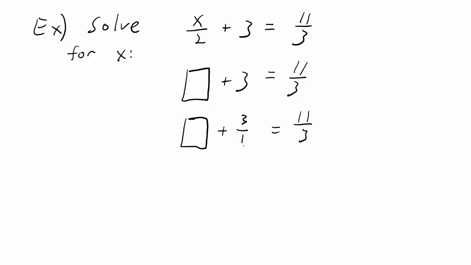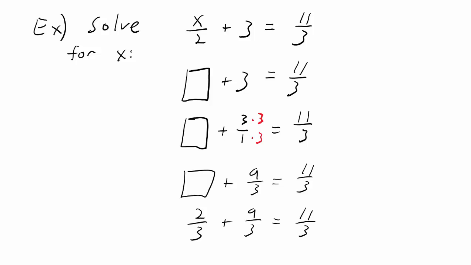First I can rewrite the 3 so it has a 1 in the denominator. And then we can multiply by a special version of the number 1, 3 over 3. So some quantity plus 9 over 3 equals 11 over 3. So that quantity must be 2 over 3.